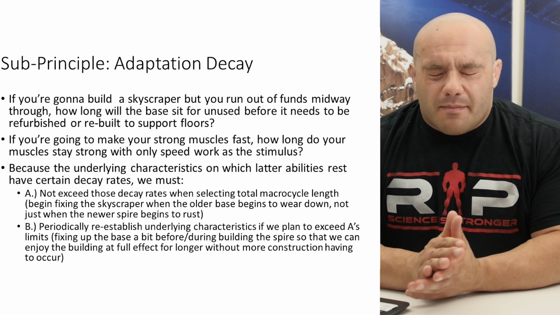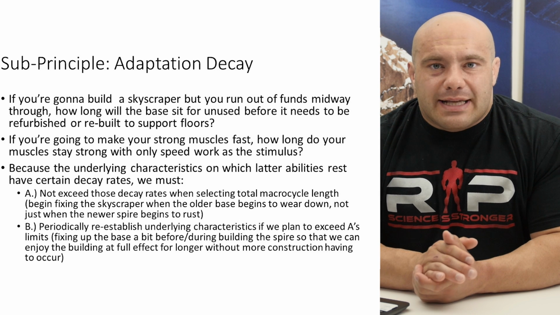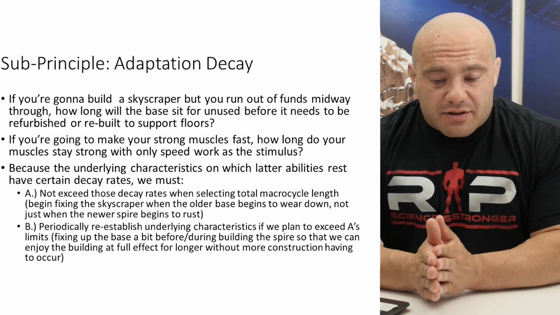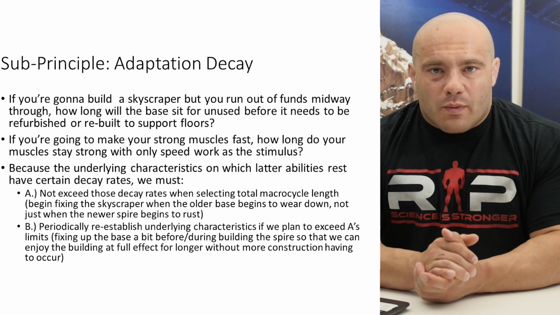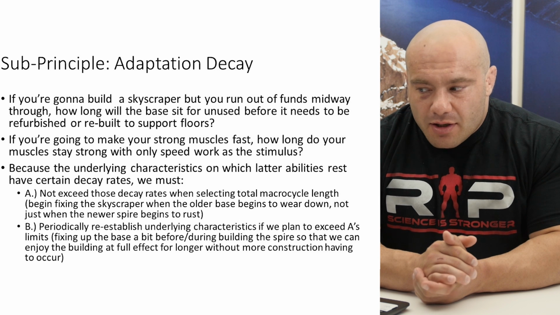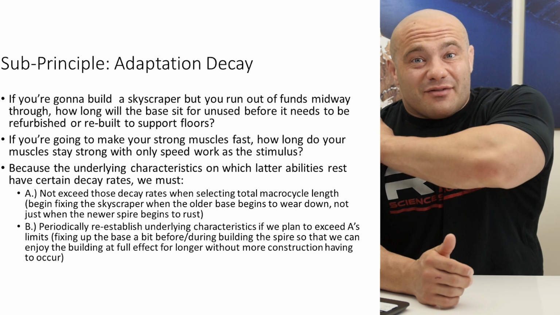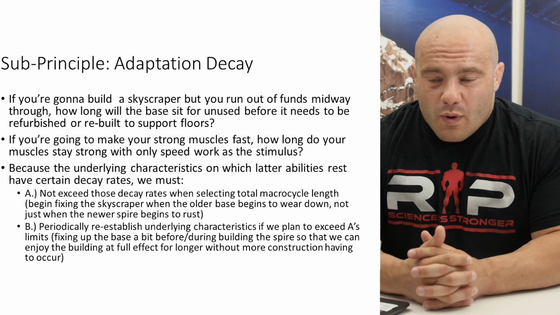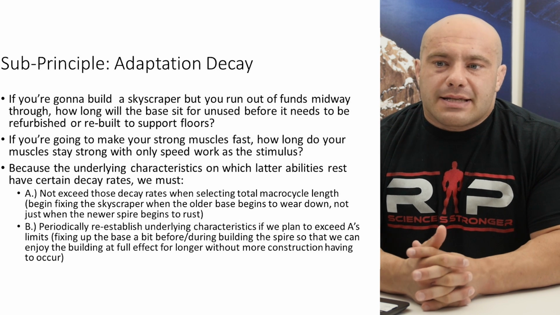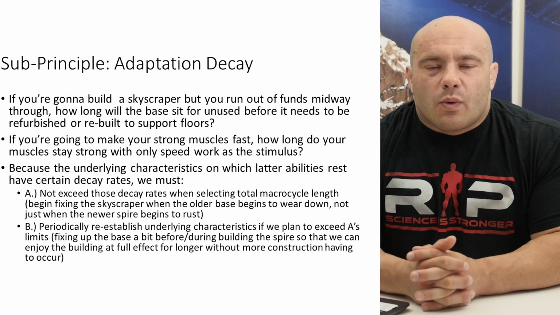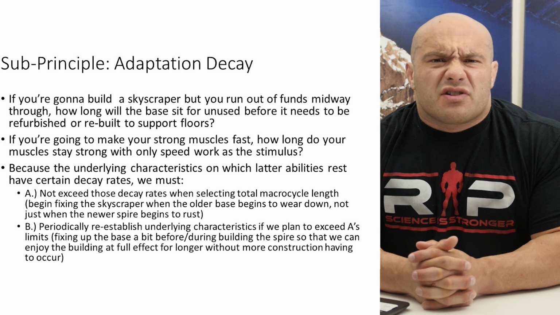And here's the deal. Because different underlying characteristics on which latter abilities are based have certain decay rates, we have two implications we can draw from that. We must do a couple of things. First of all, we can't exceed the decay rates when selecting total macrocycle length. So example here is we've got to begin fixing the skyscraper when the older base starts to wear down, not just when the newer spire starts to rust. So let's say the base starts to wear down after 20 years, and so does the spire. We'll make this simple.